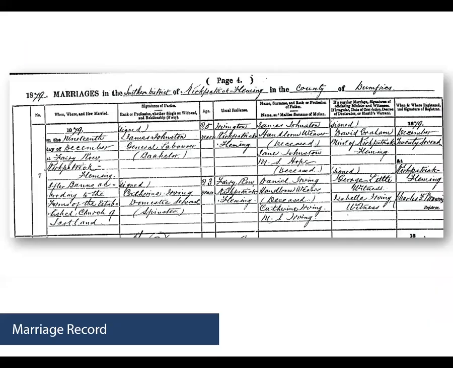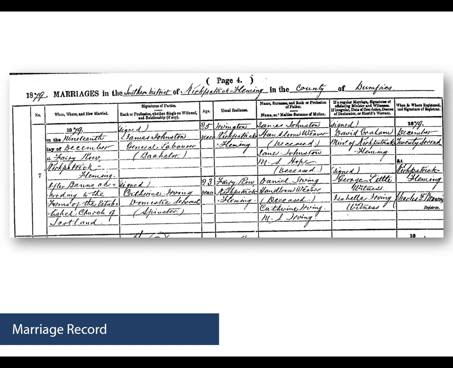Here's an example for one couple, and a lot of information, as you can see. This is a marriage from the Southern District of Kirkpatrick Fleming in the county of Dumfries in 1879. The 19th of December at Ferry Row, Kirkpatrick Fleming. So we have James Johnston marrying Catherine Irving, gives both their occupations and their marital status. They're both single. He is 25 and she is 23. He was from Irvington and she is from Ferry Row.